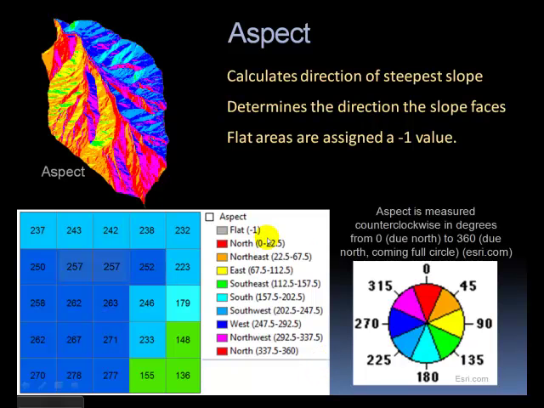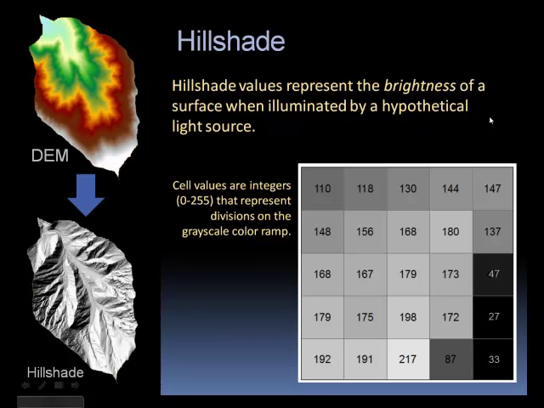There could be something wrong with your input DEM, or you're running it on something else like slope or something like that. Always run aspect on the original DEM. The aspect calculates the direction of the steepest slope, and the output, like I said, is the direction that that slope is facing. Okay, hillshade is both the most awesome thing ever and the bane of my existence.